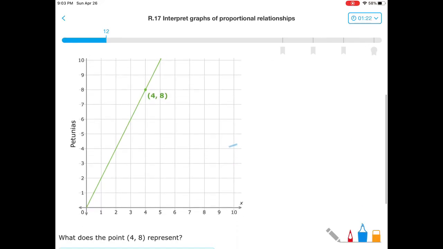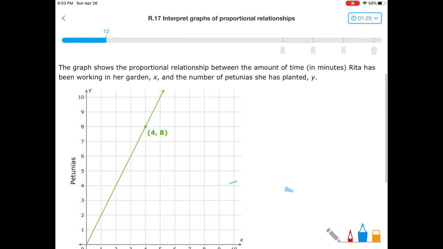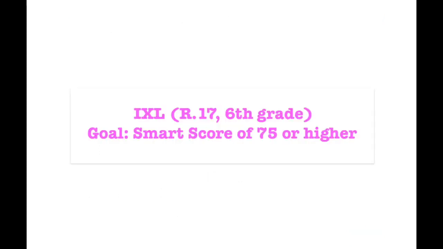So then you want to keep practicing. You want to get at least a SMART score of 75 or higher, okay?